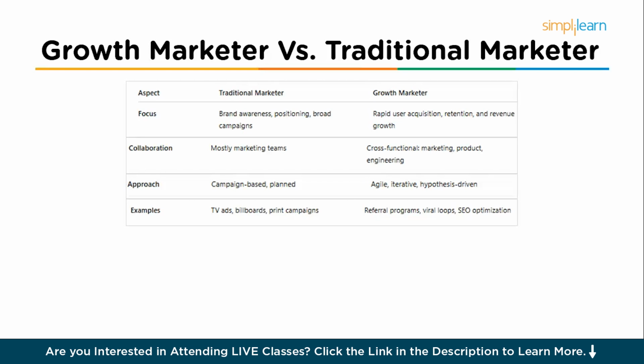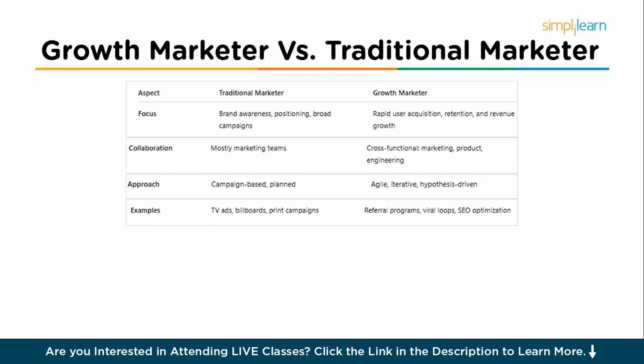Traditional marketer examples are TV ads, billboards, print campaigns, whereas growth marketer examples are referral programs, viral loops, and SEO optimization. So key takeaways are the growth marketer is part marketer, part analyst, and part product thinker. They don't just create awareness but engineer systematic growth engines that power sustainable business expansion.